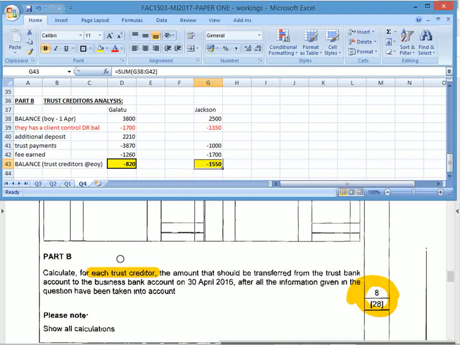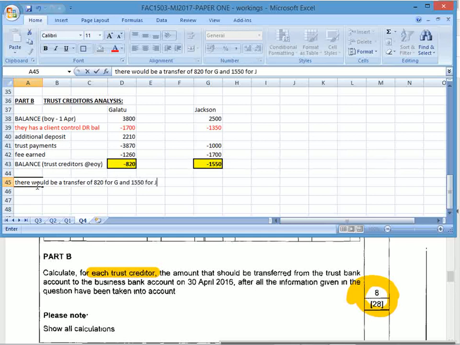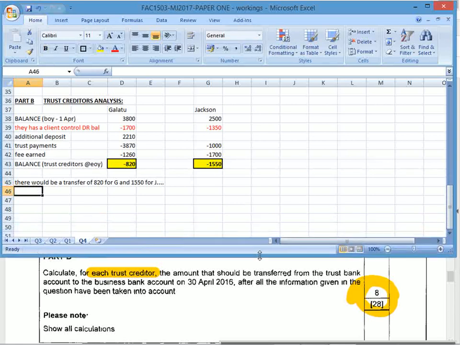Okay, so they said here, calculate for each trust creditor the amount that should be transferred from the trust bank account to the business bank account on 30 April, after all information given in the question has been taken into account. Okay, so there would be a transfer of 820 for G and 1550 for J. Right. Is that right? Okay, difficult one because it was T accounts. Debits and credits, increase and decrease.